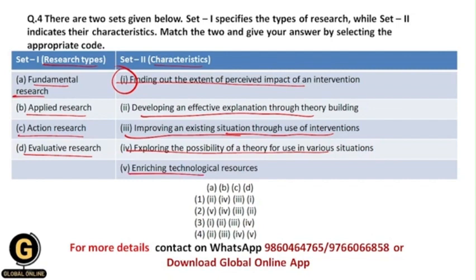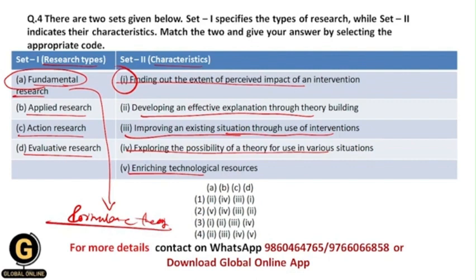So basically students, fundamental research is the basic research or pure research. Within the fundamental research, we formulate a theory. So this is the main objective of fundamental research, to formulate a theory. And whenever we formulate the theory, in that case we basically tell the effective explanation behind it, that what we are formulating, why we are formulating a theory. Okay, and that's why fundamental research goes for the second option, developing an effective explanation through theory building, because here there is only one option in which we are building a theory. It means that we are formulating a theory, and that's why fundamental research goes for the second option.